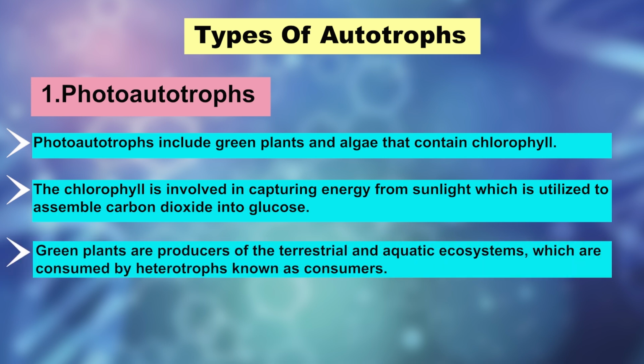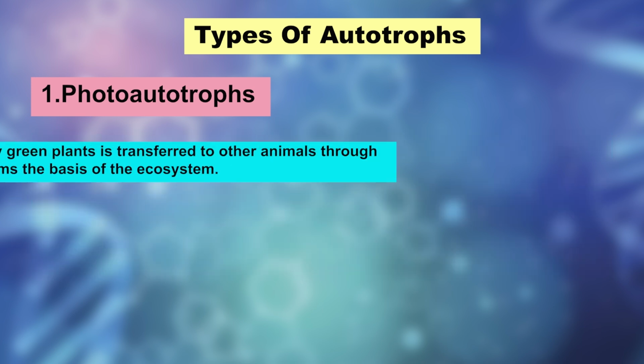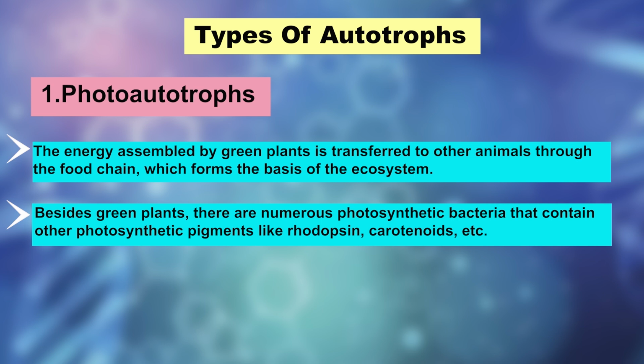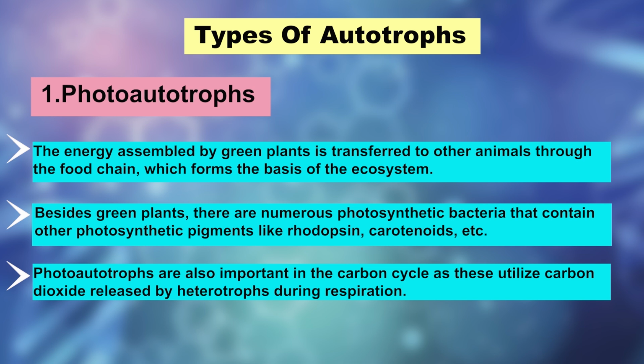Green plants are producers of the terrestrial and aquatic ecosystems, which are consumed by heterotrophs known as consumers. The energy assembled by green plants is transferred to other animals through the food chain, which forms the basis of the ecosystem. Besides green plants, there are numerous other photosynthetic bacteria that contain other photosynthetic pigments like rhodopsin, carotenoids, etc. Photoautotrophs are also important in the carbon cycle, as they utilize carbon dioxide released by heterotrophs during respiration.